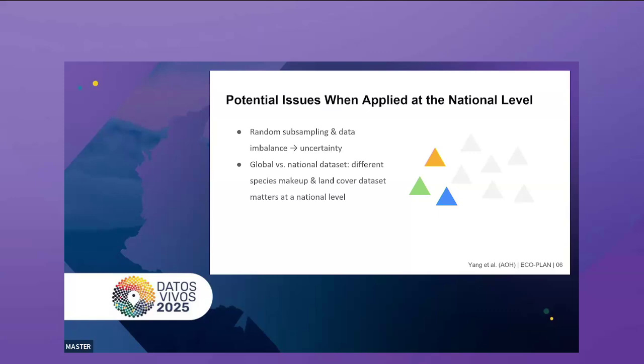The second issue is that when we're trying to create AOH maps at a national level, those global data sets may not be optimal because species makeup is different for different countries, and the land cover data set that matters at a national level for decision making may not be the global data set that's applicable everywhere. Last but not least, odds ratios were used to determine which habitat and land cover pairs were a good match, but these thresholds are not transferable to finer scales. So these are some of the potential issues we need to tackle.